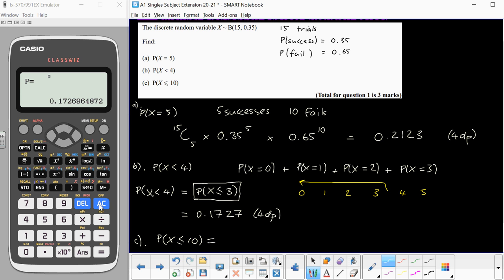Now, if I press AC from this answer here, I go back to this screen and I can just change any of the values that I want to. So our X value there is not going to be 3 anymore because we're testing X is less than or equal to 10.